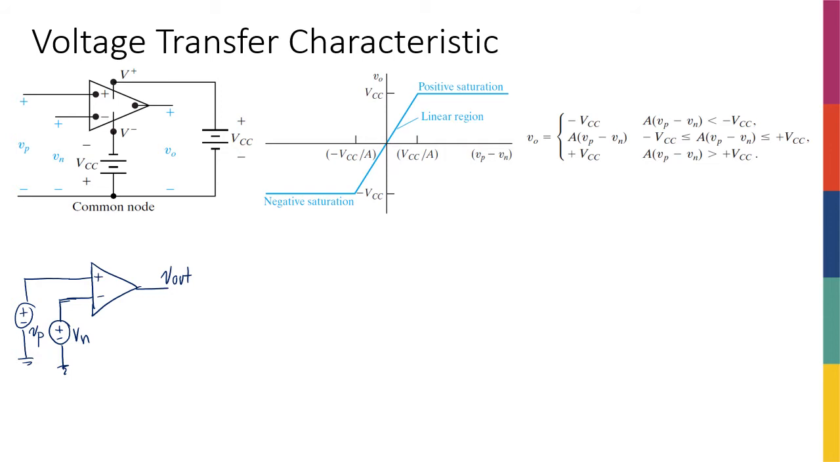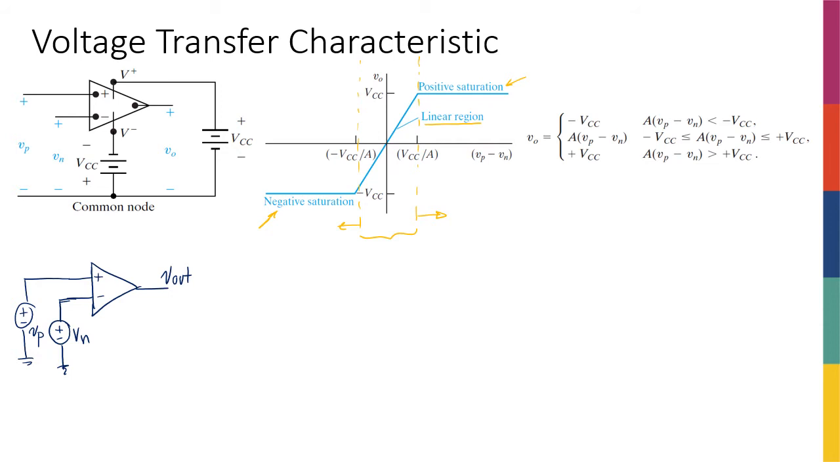It actually has three different regions of operation. If you look at the plot in the middle, you can see that I have these dashed lines, and between the two lines I've called it the linear region. On the right of this line, I've called it the positive saturation, and to the left of this line, I've called it negative saturation. So let's talk first about the linear region, and then we'll talk about the positive and negative saturation.